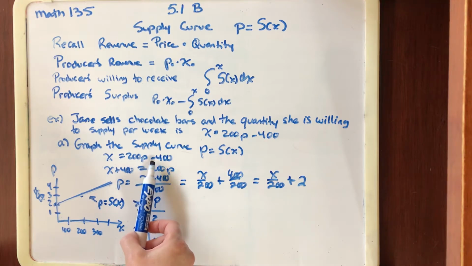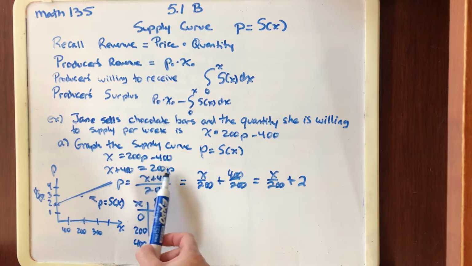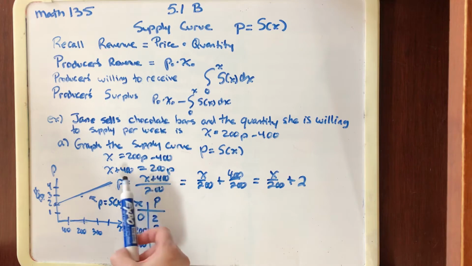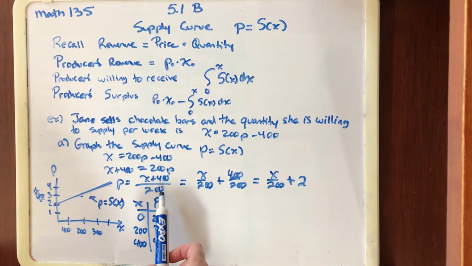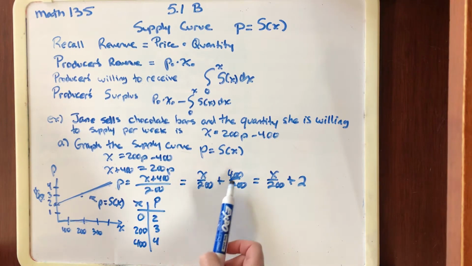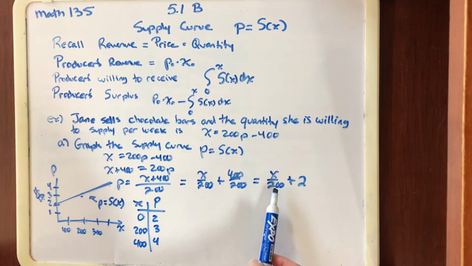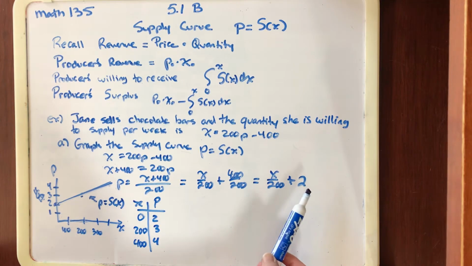So we add 400 to both sides, and we get X plus 400 equals 200P. We want to get P alone, so we divide both sides by 200. And we get P equals (X plus 400) divided by 200. Now we can split this up. That's X over 200 plus 400 over 200, which equals X over 200 plus 2. Okay, so let's graph this now.